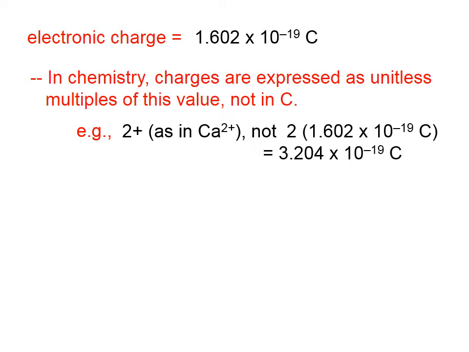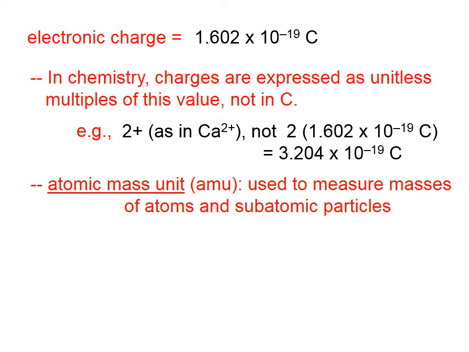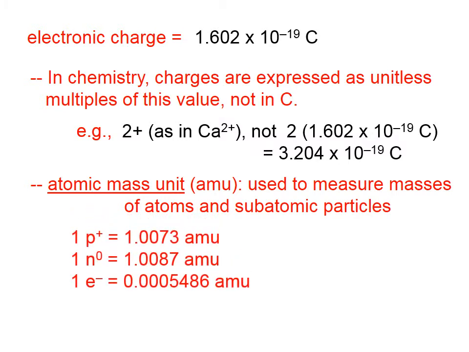We often don't use this number in a lot of what we're doing in first year college level chemistry, but the charge on a proton, the charge on an electron, is that number right there. An atomic mass unit, abbreviated AMU, is used to measure masses of atoms and subatomic particles. I don't require that my students know the rest masses of the proton, neutron, and electron. I do require that my students know that a proton has a mass of about 1 AMU, as does a neutron. You can see that an electron is much less massive than either protons or neutrons.